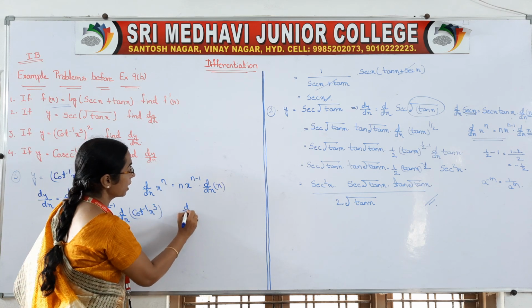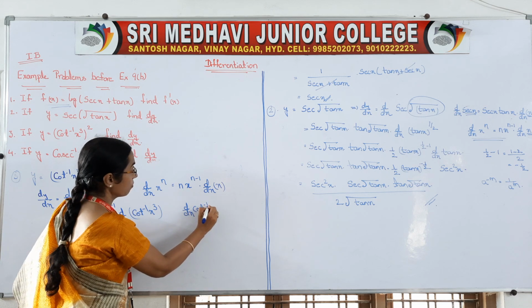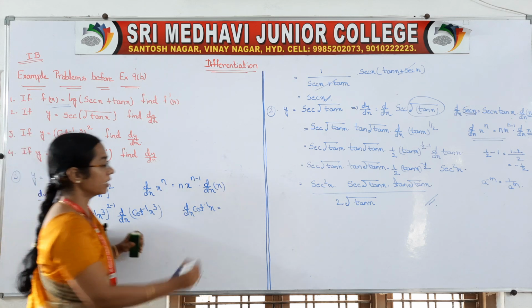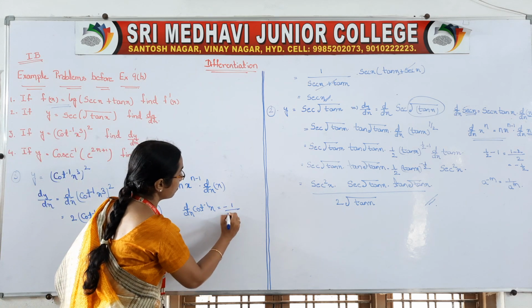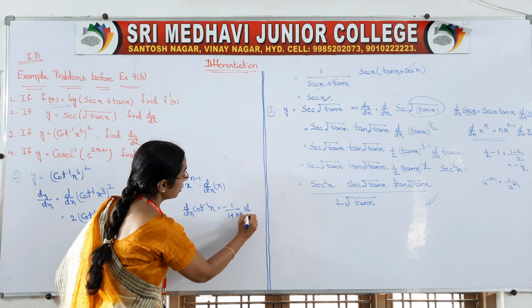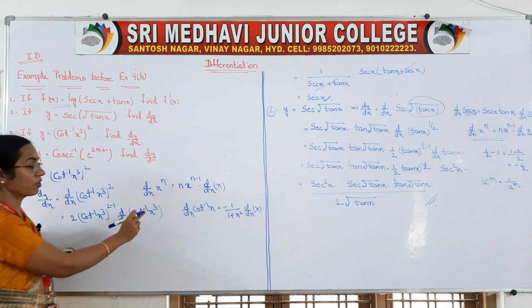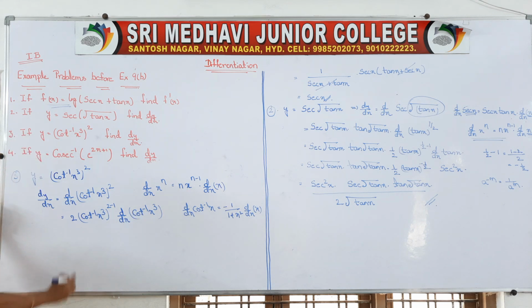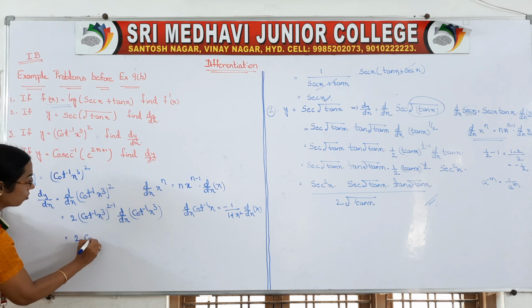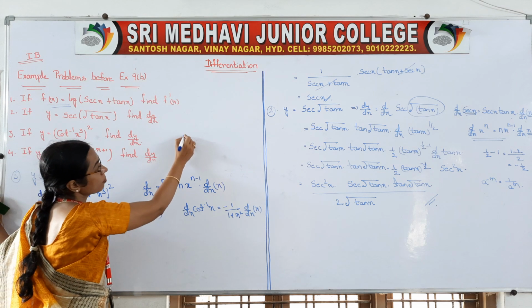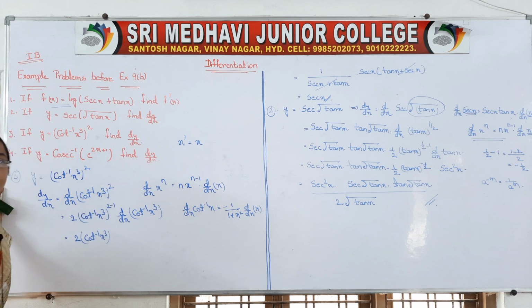What is d by dx of cot inverse of a variable? Here x means variable. Its formula is minus 1 by 1 plus x square into d by dx of that variable. Instead of x, we are having x cube. So it is 2 into cot inverse x cube to the power of 1, and no need to write the power of 1, x to the power of 1 means x only. If anything is having power as 1, it is itself only.